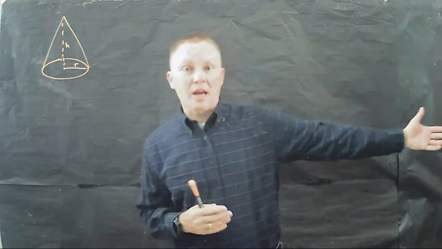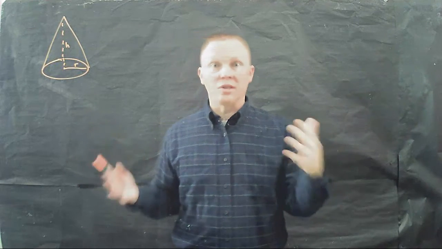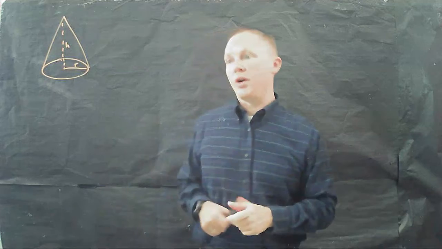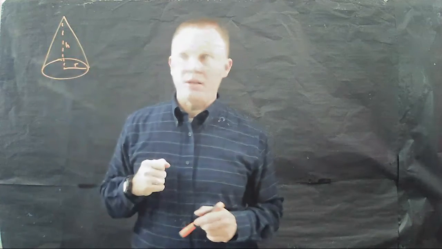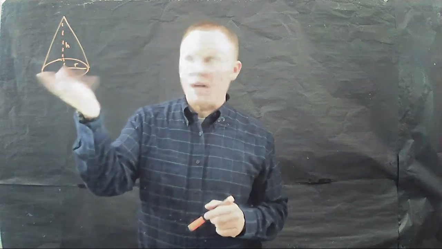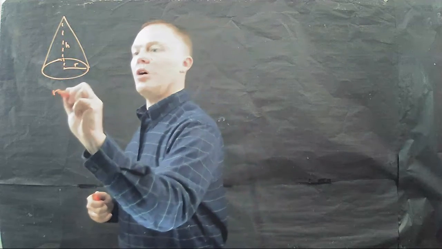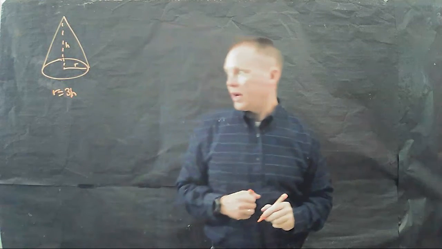Unlike the conical tank problem, where we had to figure out the relationship between R and H using similar triangles, here they're just giving us the relationship between R and H. It's saying that the radius is always 3 times the height. My picture is not really accurate, but that's okay. I'm just going to write here R equals 3H.